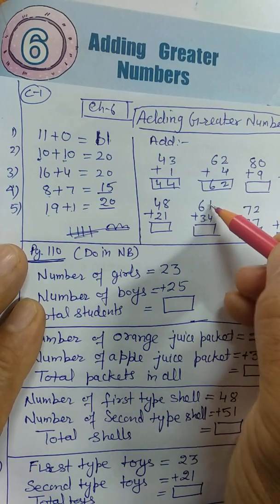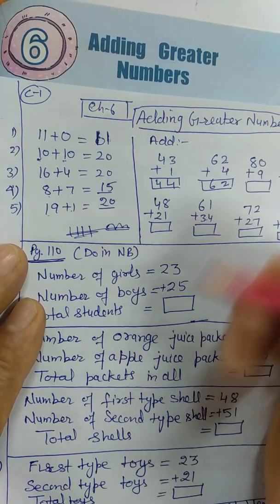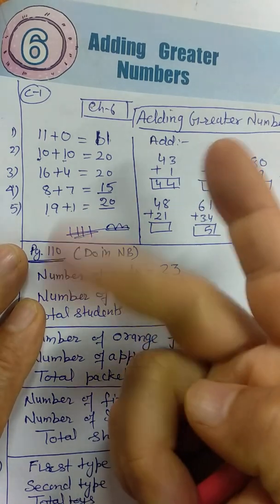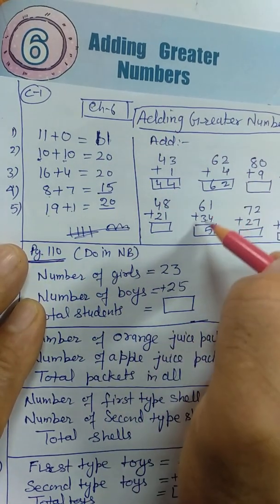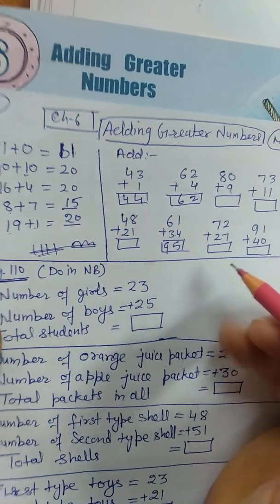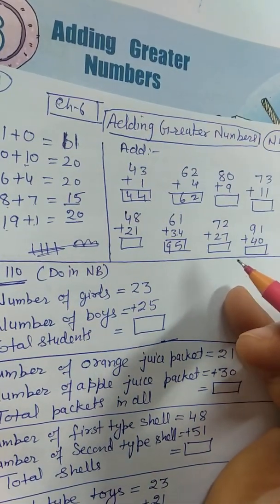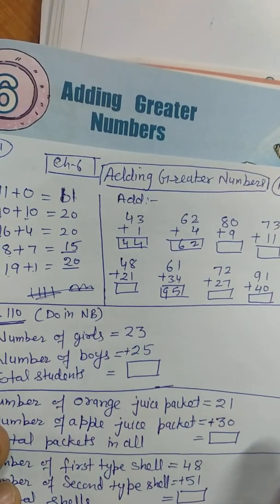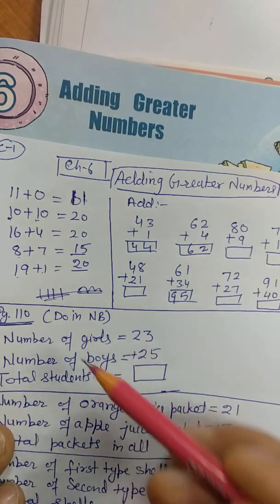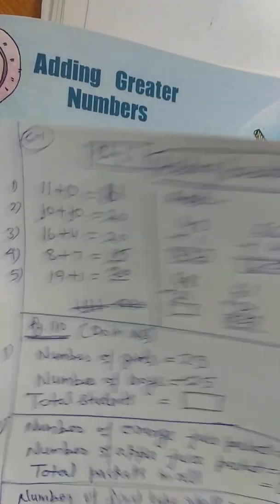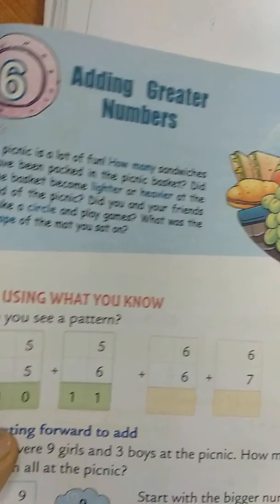Here 4 plus 1, after 4 one more, 5. And here 6 plus 3, after 6 you count 3: 7, 8, 9. So the answer will be 9. So the same way you can do the other part this side. 4 parts for you. Now you can write all these in the notebook, and this page we will discuss when we see page 110 in the book. Now you come to the book side.